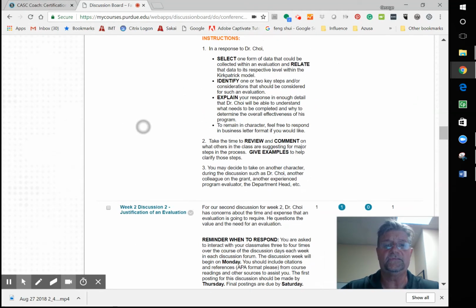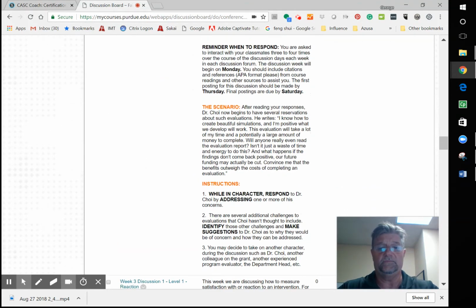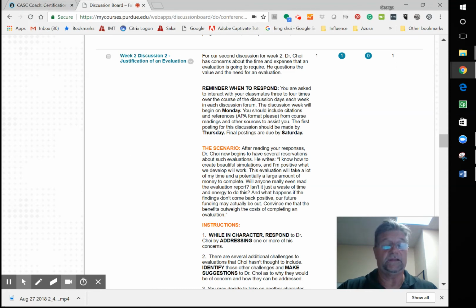And then we're going to do another discussion on justification of an evaluation. We have our scenarios, both scenarios here. They're the same one. It's a continuation. I'm not going to bore you by reading all the directions. Everyone is able to do that and is up to speed with how we're running this class. So we're going to be role playing again and use this to have some fun with it, but to also dig down deep into our justification of an evaluation and why we need to evaluate, because Dr. Choi may or may not be too excited about the evaluation once they find out what it entails.